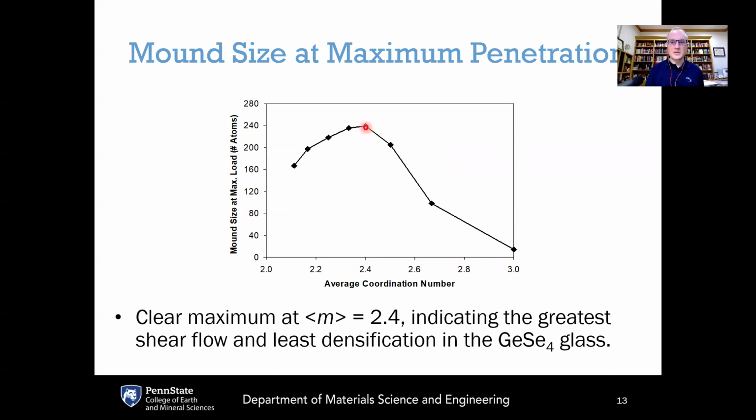So this is what I meant when I mentioned earlier about extremum behavior in glass properties as a function of average coordination number, and seeing maxima or minima around the average coordination number of 2.4, because this is the optimized glass network. This is actually giving us a maximum of the cooperative shear flow, leading to these mounds around the indentation.